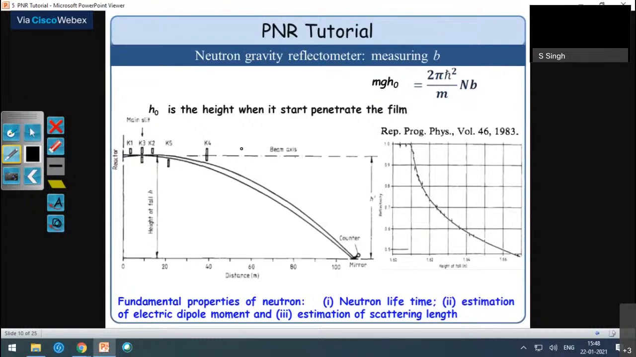Okay, and as I said, this neutron reflectivity and the principle of reflectivity, refractive index, is being used widely in all the big neutron facilities, like neutron lifetime, estimation of electric dipole moment, and, as I said, estimation of scattering length. So this is very important, and we have just now calculated these parameters, and you know these are in the range of nano electron volt. Okay, so this was one of the things where we can apply neutron reflectivity.